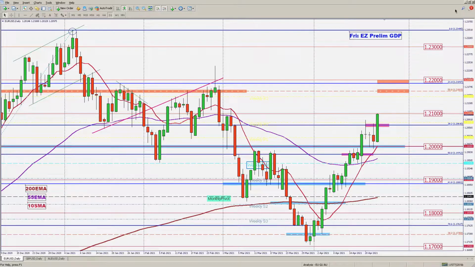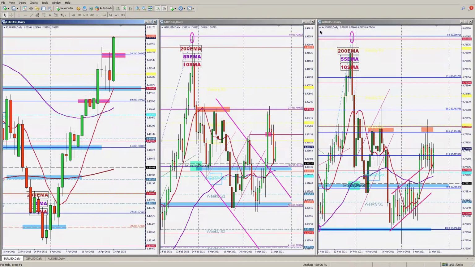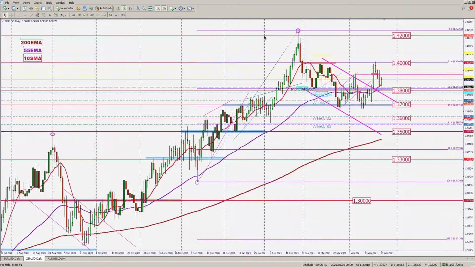That's the only news this week, the Eurozone prelim GDP figure, which is relatively minor. So no major news other than the impact from the FOMC decisions on Wednesday, late Wednesday night or Wednesday afternoon in the US. Let's move on to the cable.